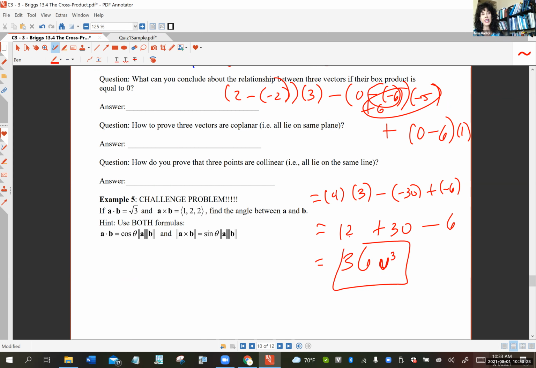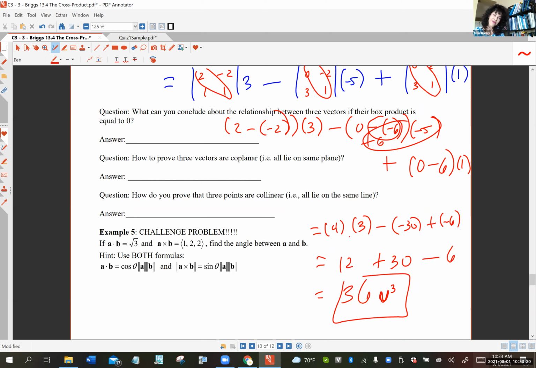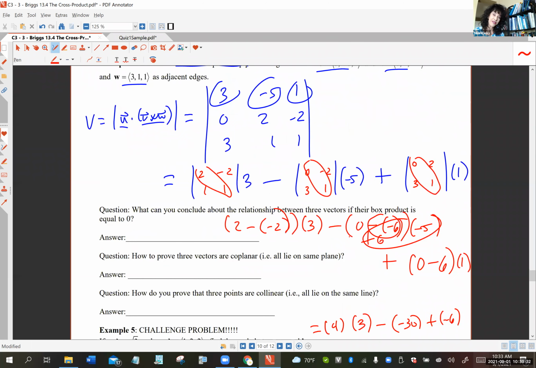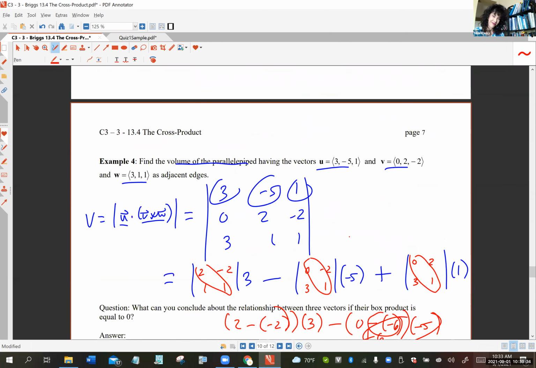I didn't have to take the absolute value of this answer. Why not? Because normally I would, because it does represent a volume. But with this final answer, when I did this 3 by 3 determinant, I was lucky and I didn't get a negative number. Sometimes you might. Just remember, if they're asking for the volume, go do one extra step and take that absolute value.